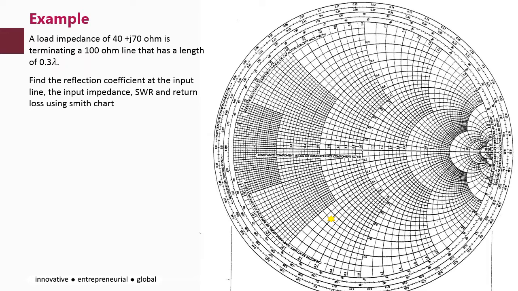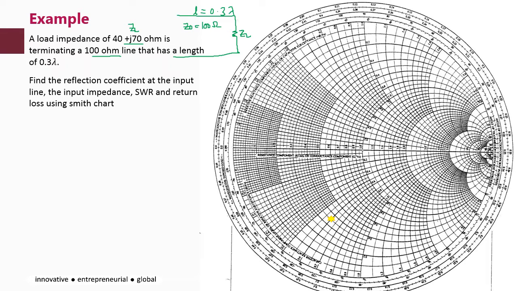Okay, let's look at another example. A load impedance of 40 + j70 ohm is terminating a 100 ohm line that has a length of 0.3 lambda. So a load impedance, ZL, terminating a 100 ohm line, so the characteristic impedance in this case is 100 ohm, and the length given is 0.3 lambda.